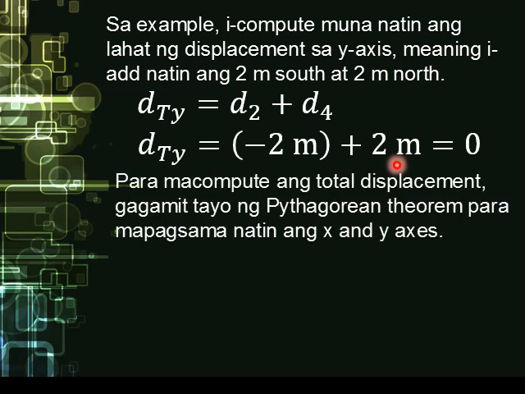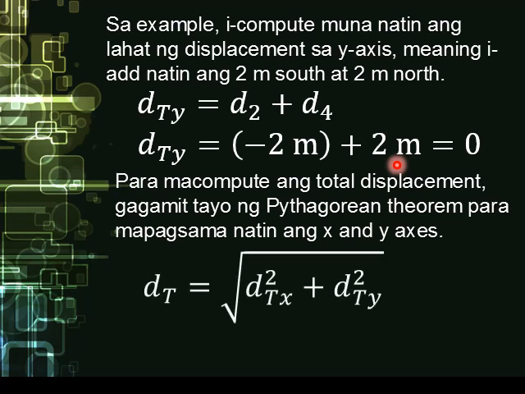So, para ma-compute yung total displacement, gagamit tayo ng Pythagorean theorem para mapagsama natin ang x and y axis. Kasi kanina nag-compute tayo, sineseparate natin yung along x dun sa along y. Okay, so para gamitin yung Pythagorean theorem, we use this formula.